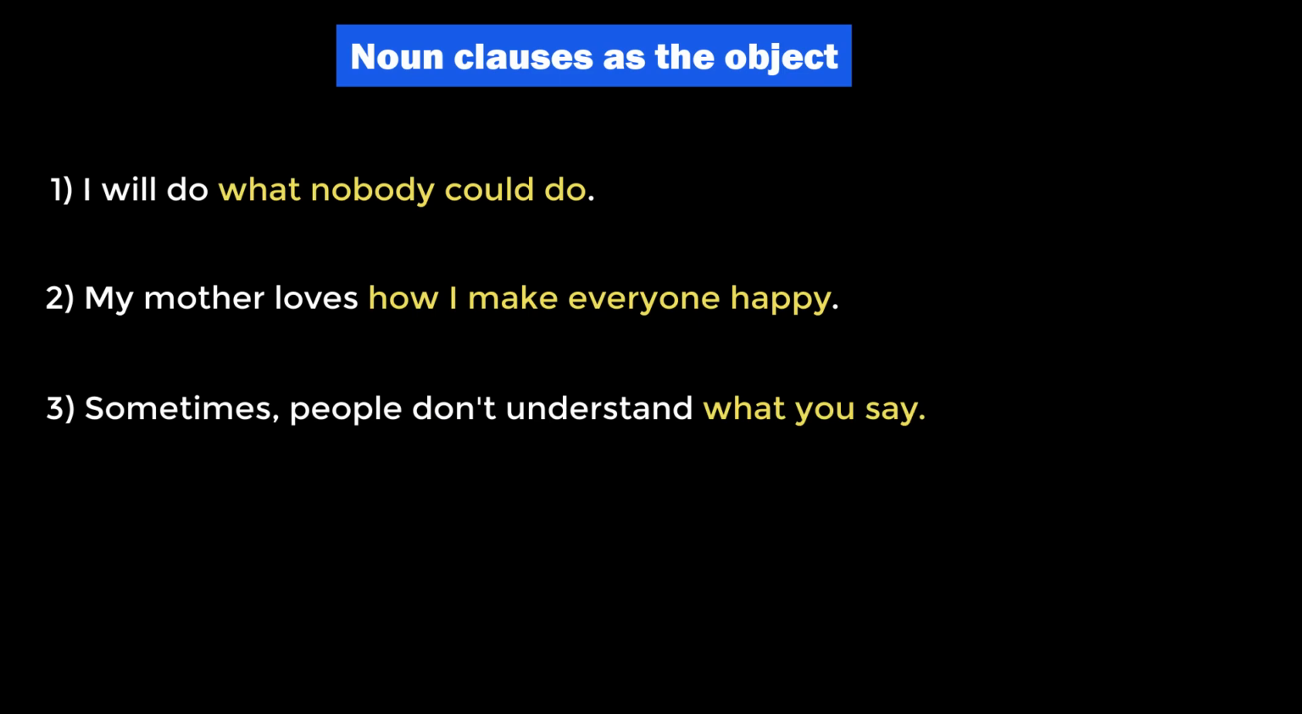Sometimes people do not understand what you say. You always understand something. Here, something is what you say. Sometimes people don't understand what? What do they not understand? What you say. So what you say is a noun clause working as the object of the verb understand. It is working as the direct object of the verb understand.